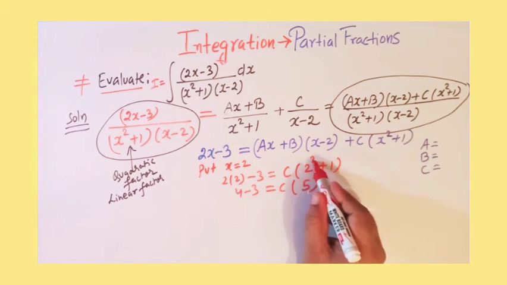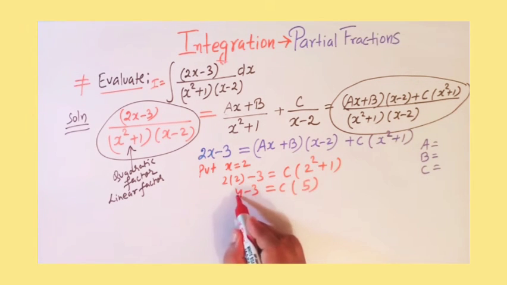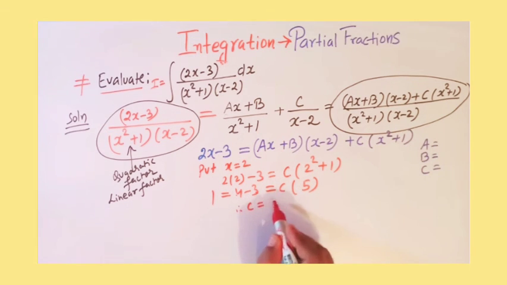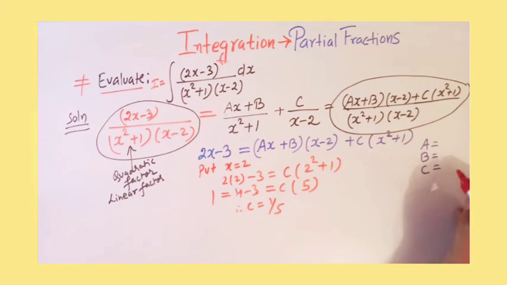2 square 4 plus 1 5. So 4 minus 3 is 1. So therefore C is 1 over 5. So here we will write 1 over 5. Clear? Okay.